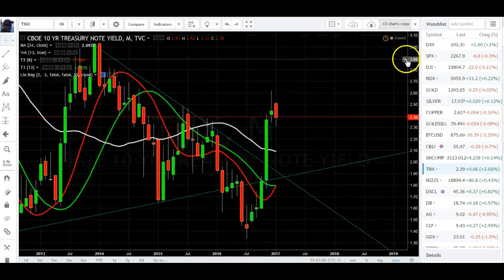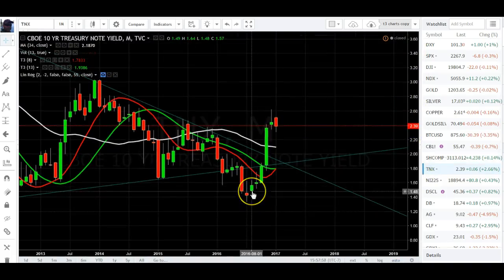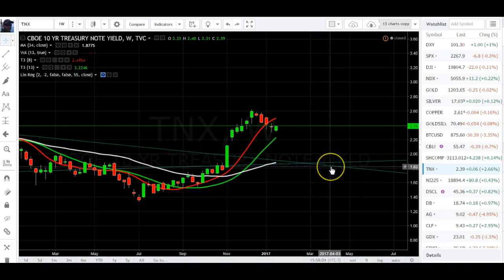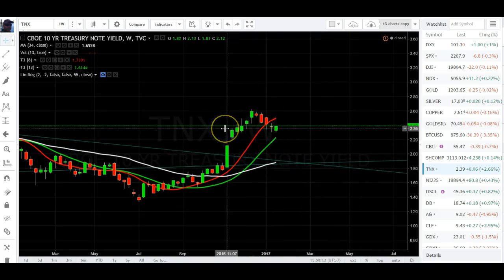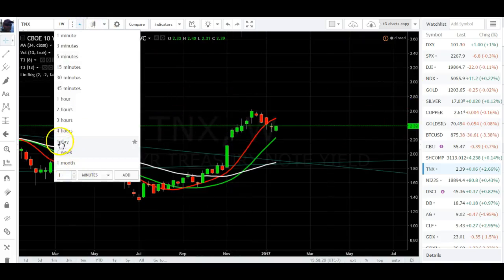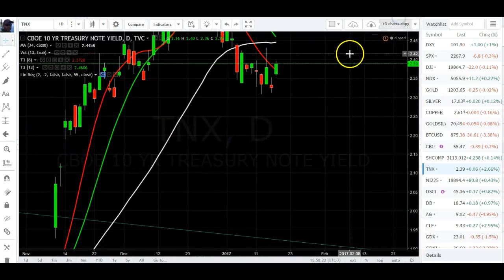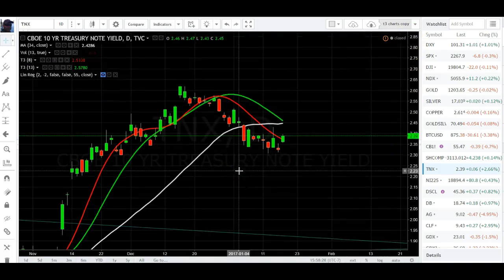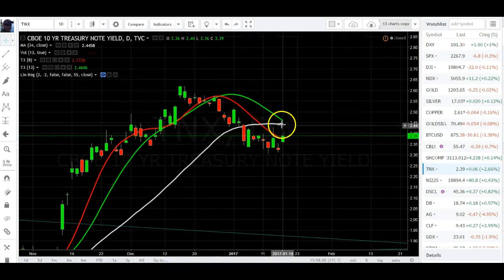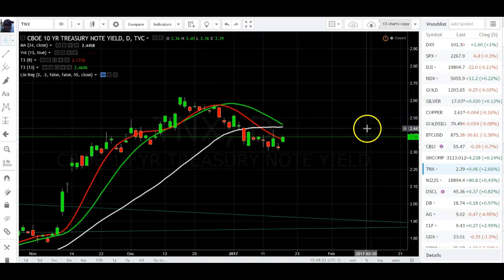10-year note. Looks like monthly's been pretty bearish for it. Looks like we got a little green day. Holding support. Closing above previous high. So now we got support. I don't know where that came from. Maybe just a bearish retracement.